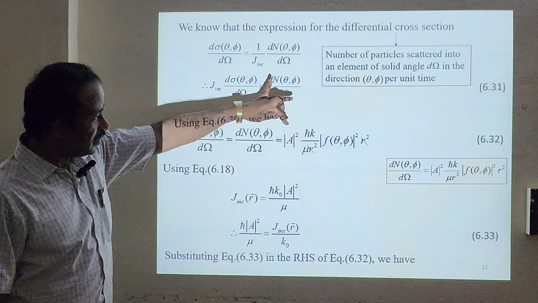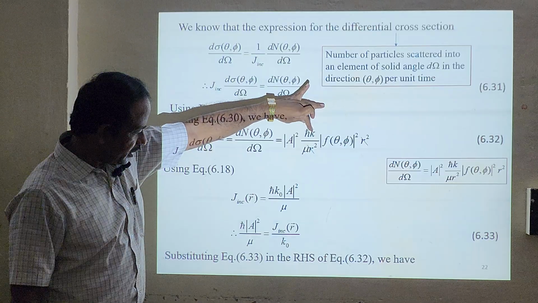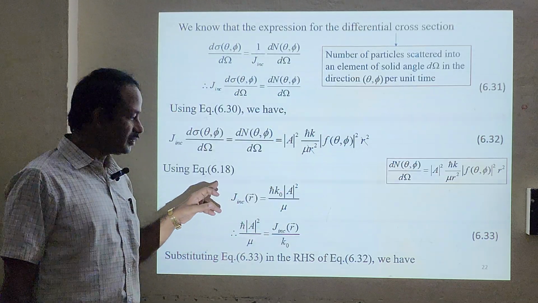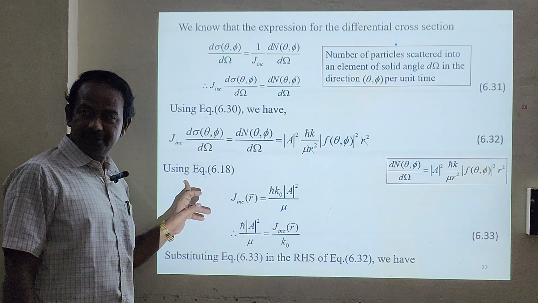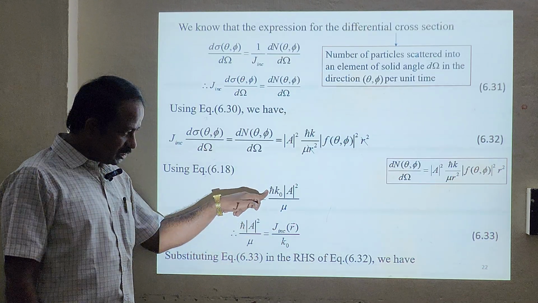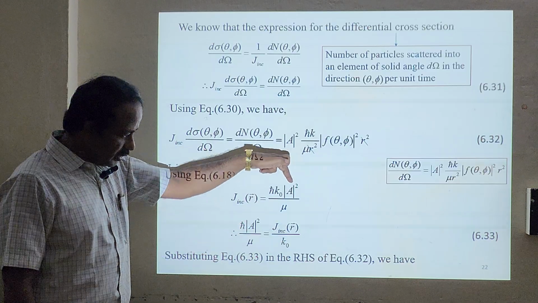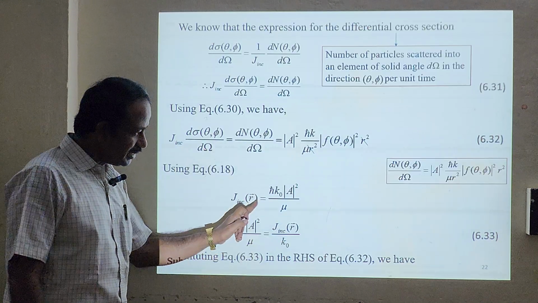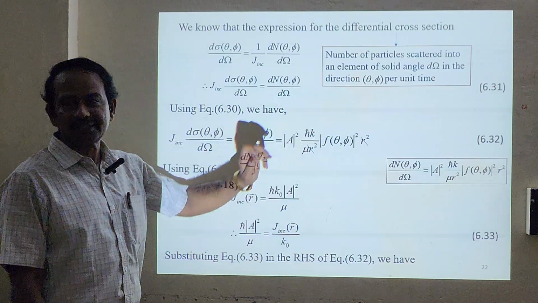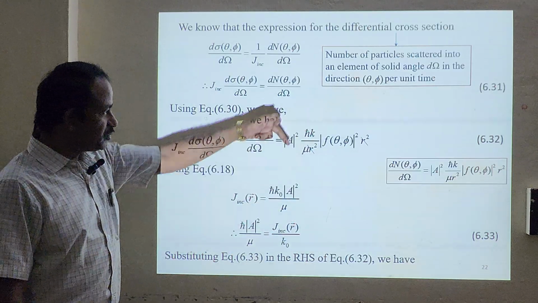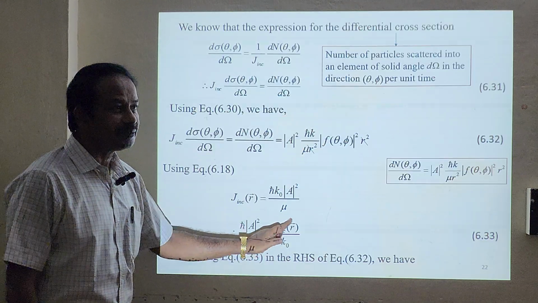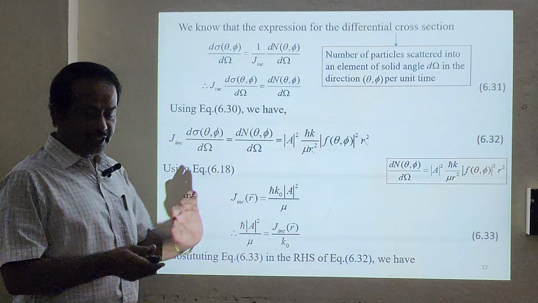Our aim is, instead of ħ k by μ, to substitute in this expression. I repeat, we are going to use equation 6.18. In this expression, ħ mod a squared divided by μ equals J incident by k naught. So this term can be replaced by this term in this expression. Is it okay? So instead of ħ k divided by μ, we are going to use J incident by k naught. These two equations, let them be like this.